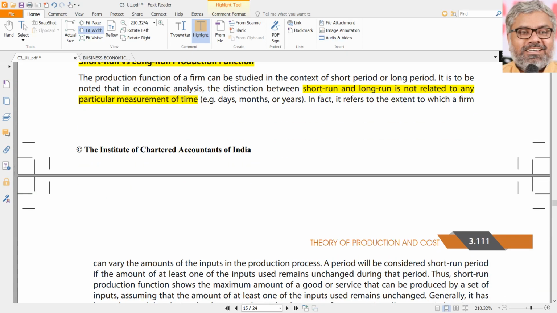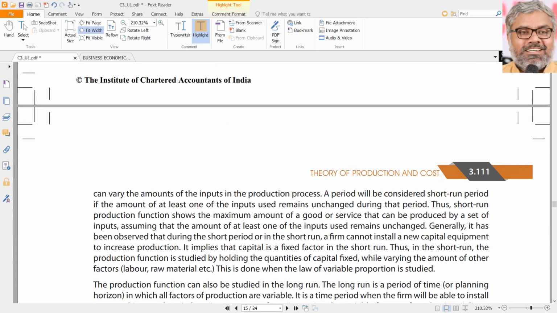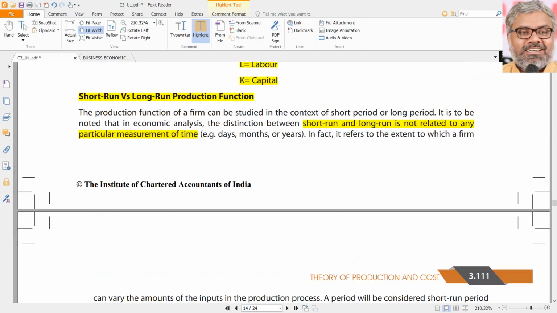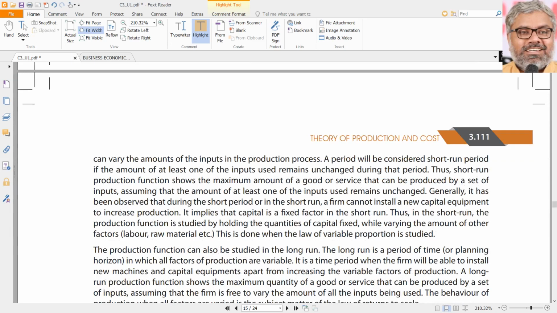That is a basic point we have to always keep in mind. And what this long run, short run actually refers to is where the firm can vary the amounts of inputs in the production process. There will definitely be a lot of inputs in the production process. We already know that. How can a firm vary certain amounts of inputs in the production process? If it can vary all the inputs in the production process, then that is called long run. If it cannot vary all the inputs in the production process, that is called short run.